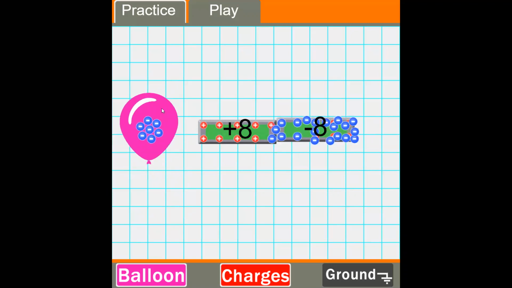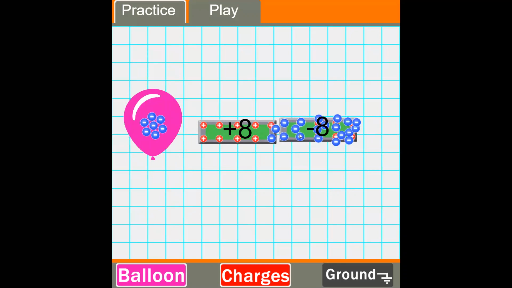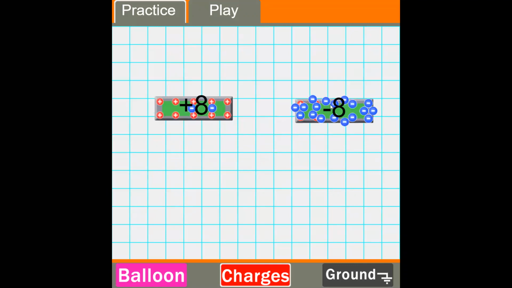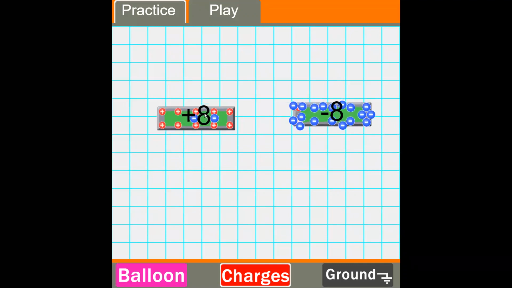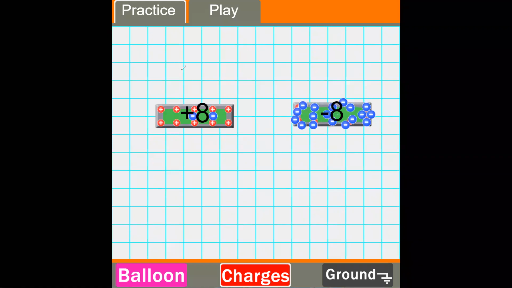But this is pretty cool. If I move the charged balloon nearby and I keep it there, and then I separate them, and now I get rid of the balloon, now they are permanently charged. Right now I have a positively charged rod and a negatively charged rod on the right. So what did I just do? This is called induction, and this is one way that this can occur. This is called charging through induction.